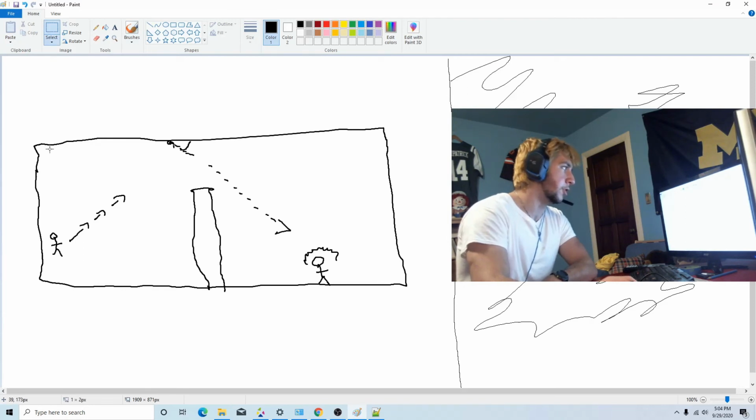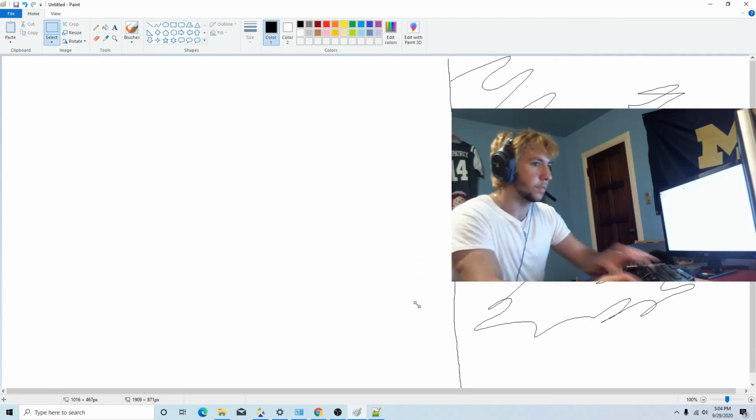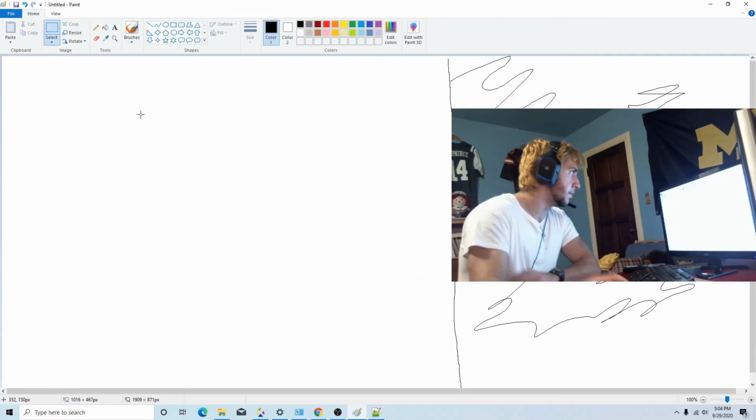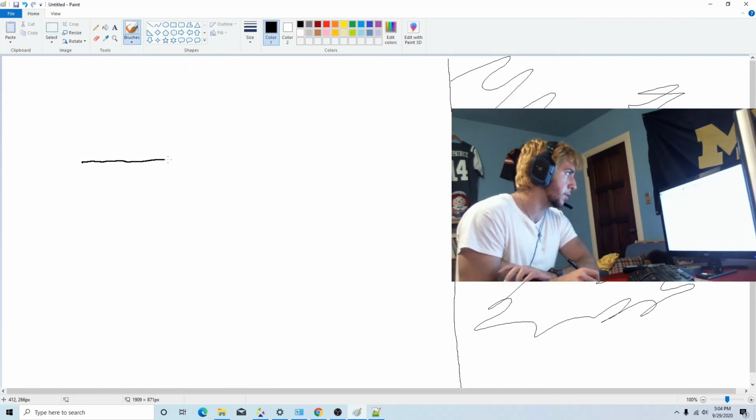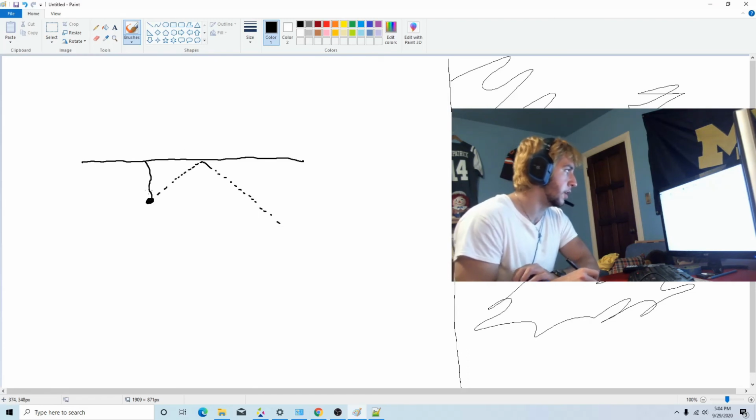So now I'm going to go here's an up close look, here's the ceiling. Here is, say, an approaching bullet traveling in this direction. And you need it to bounce off and hit this direction. Very similar problem as before.